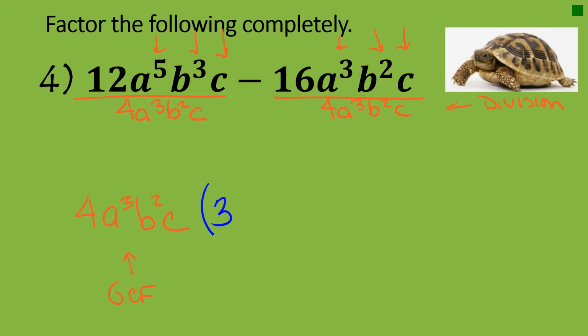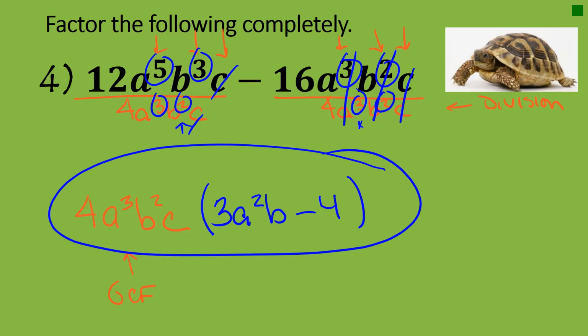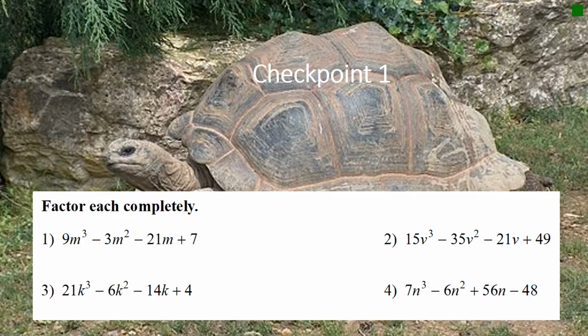12 divided by 4 is 3. 5 minus 3, sorry, is 2 A's. 3 minus 2 is 1 B. The C's cancel. Negative 16 divided by 4 is negative 4. 3 minus 3, gone. 2 minus 2, gone. C's gone. So this is all I have. Now, probably we wouldn't put that one there, but don't be afraid to put it there. Remember, that's division. This is my answer, GCF and the leftovers. Got to have them both.